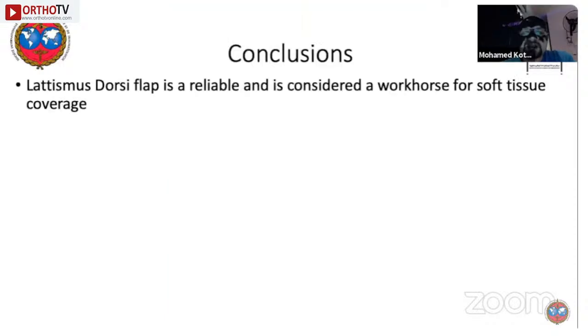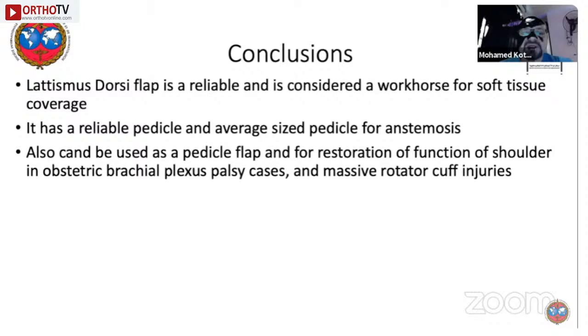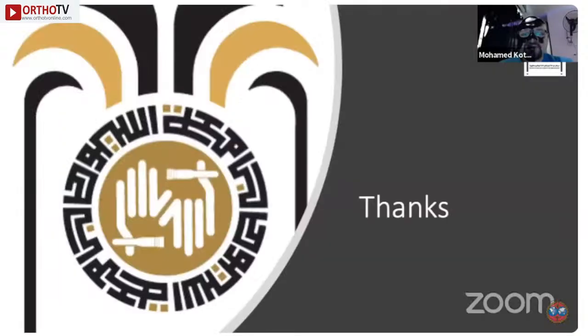So in conclusion, latissimus dorsi is reliable and versatile, and is considered a workhorse for soft tissue coverage, especially in large, massive soft tissue injuries. It has a reliable pedicle and an average sized pedicle for anastomosis. It can be used as a pedicle flap or for restoration of function in obstetric brachial plexus and massive rotator cuff tears. Thank you for your attention.